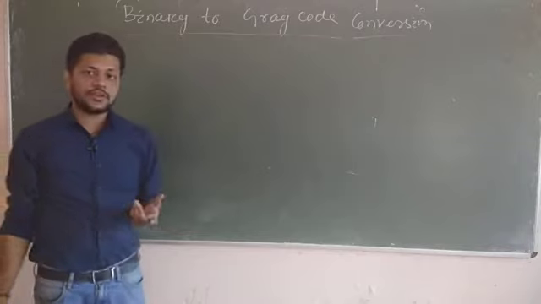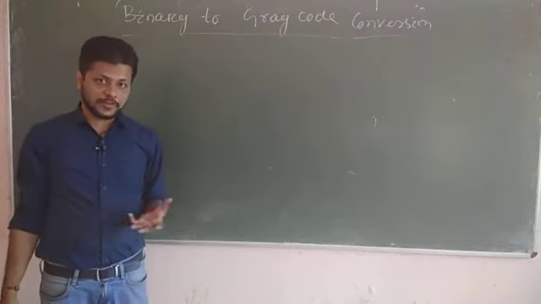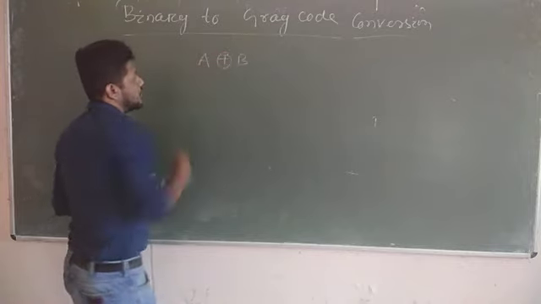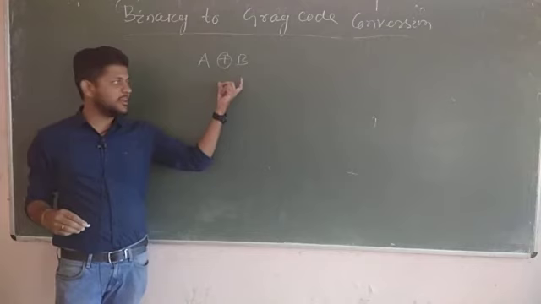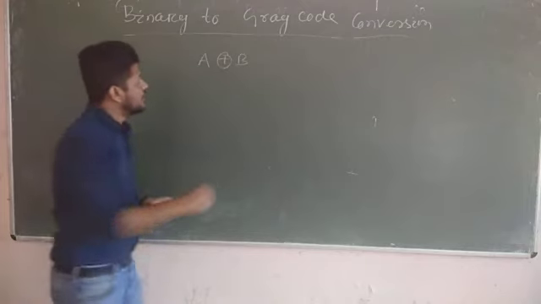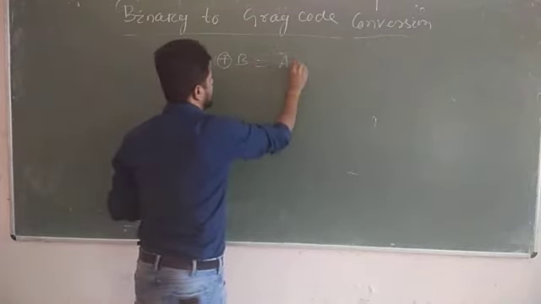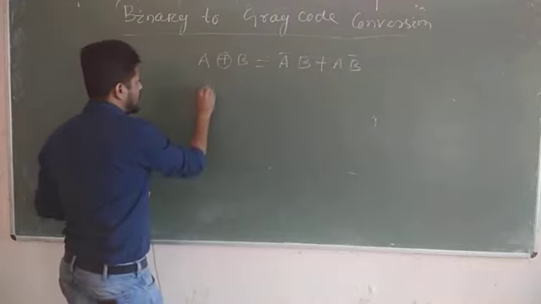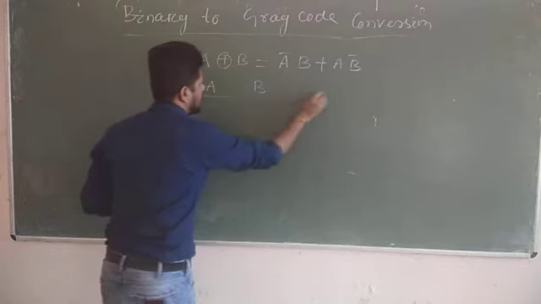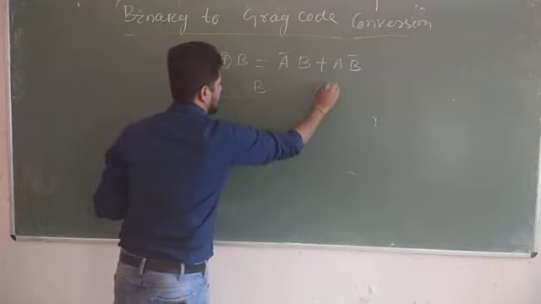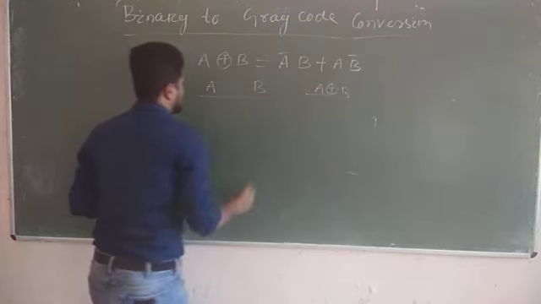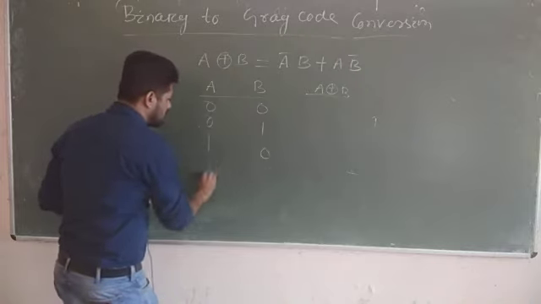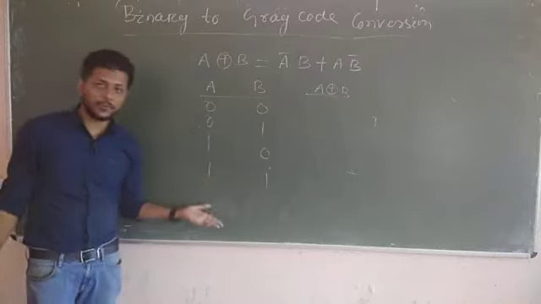So see the procedure. This is very simple. If you know about the XOR gate, you have already studied the 2 variable XOR gate. We need minimum 2 inputs. So A XOR B, we can write that as a Boolean expression, A bar B plus A B bar, and I have drawn the truth table A B and this expression A XOR B. So for 2 variables, that is 0 0, 0 1, 1 0 and 1 1. So these are the 4 possible combinations.